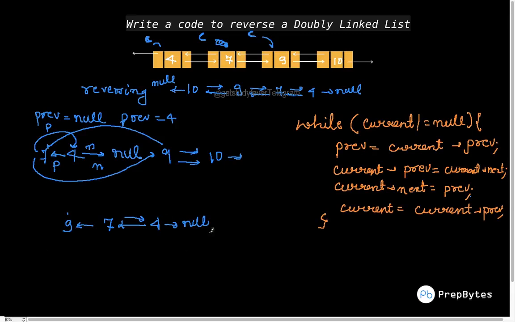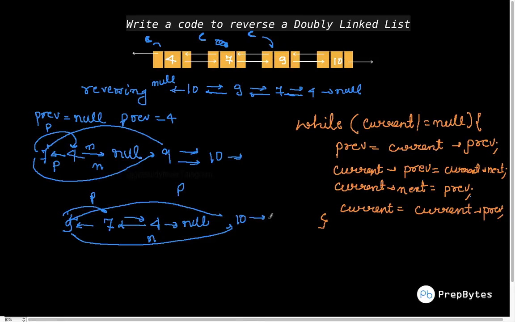Just after these operations, this is how my list looks. The next of 9 still points to 10, and the prev of 9 still points to 7. Also this is my current. The prev of 10 points to 9, and the next of 10 points to null. This is the latest status of my linked list.